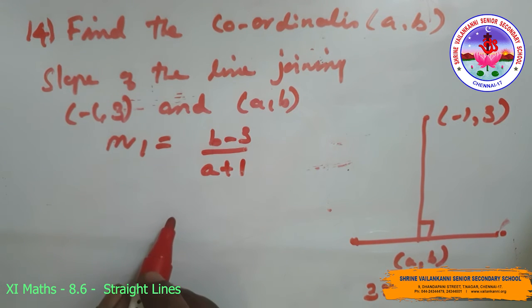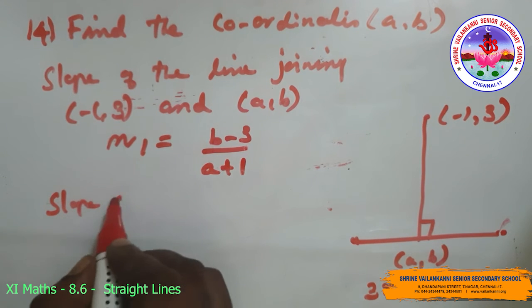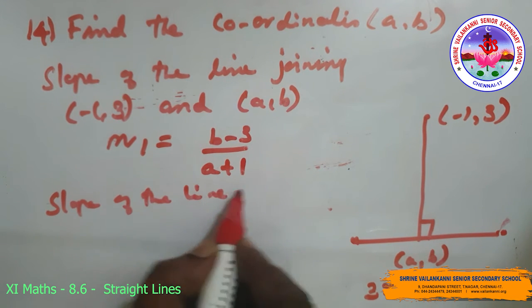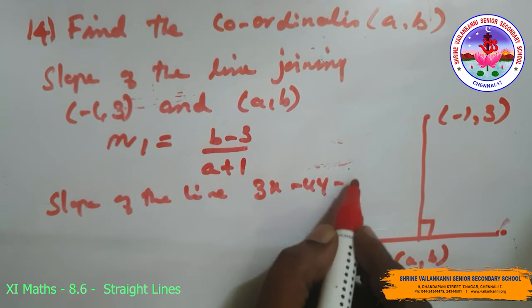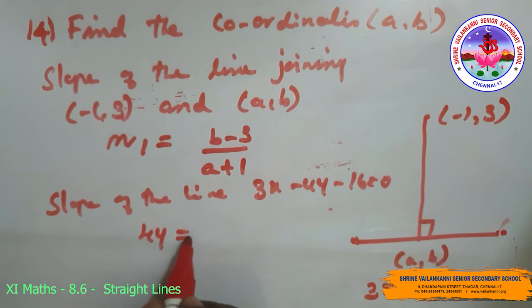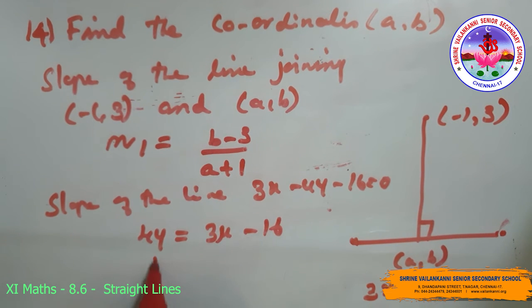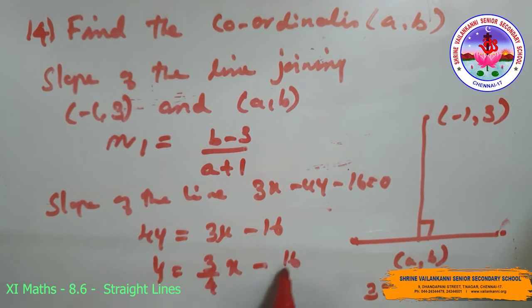Then we have to find the slope of the line 3x minus 4y minus 16 equal to 0. We have to write this equation in the form of y equal to mx plus c. So y equal to 3 by 4 of x minus 16 by 4. So y equal to mx plus c.